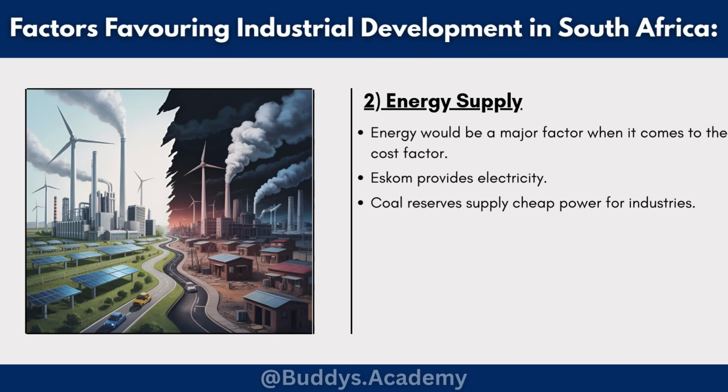Another factor would be your energy supply, right? Now, energy is going to be a very major factor when it comes to cost. And that's why some industries are going to be located very close to energy sources. Now, Eskom obviously is going to provide electricity, although we know some challenges such as load shedding do exist. Now, your coal reserves are going to supply cheap power for industries.